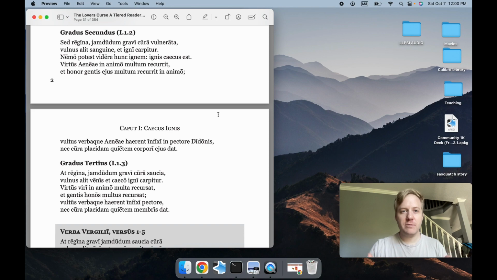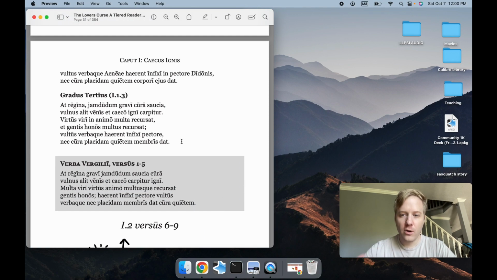And so it's meant to be, again, very prose-like natural speech or natural writing. That's the idea. And so it's definitely more difficult than the previous one. And then Gradus Tertius, this one is basically all the original language.